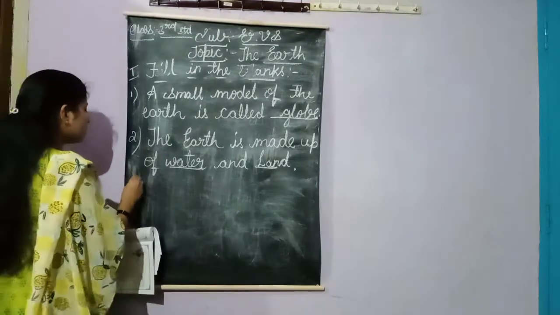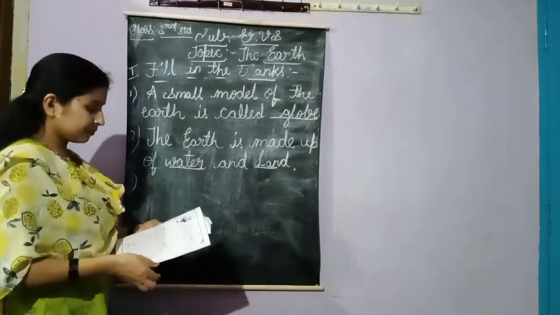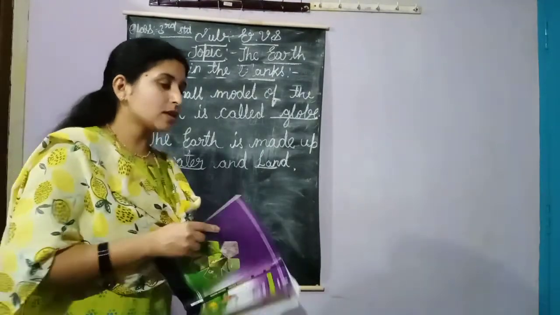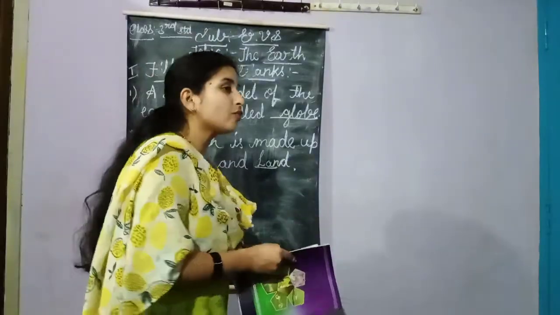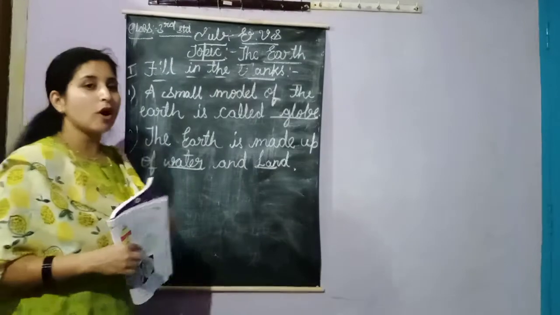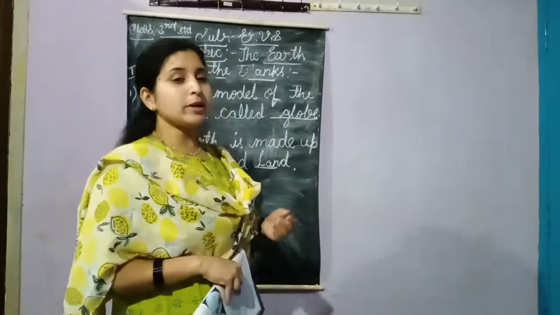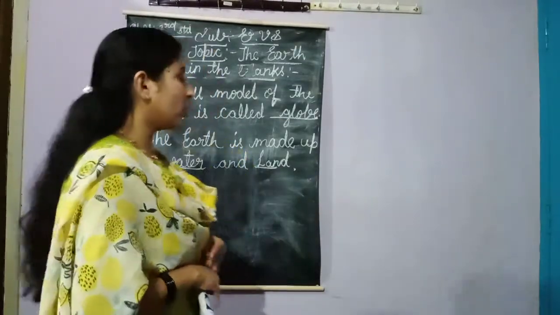Very good. Write down the third one. Earth is in which shape, children? Earth is in spherical shape. It has two flat tips. The top tip is called the northern pole and the bottom tip is called the southern pole. Okay.